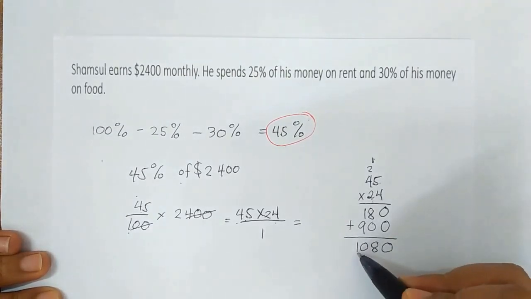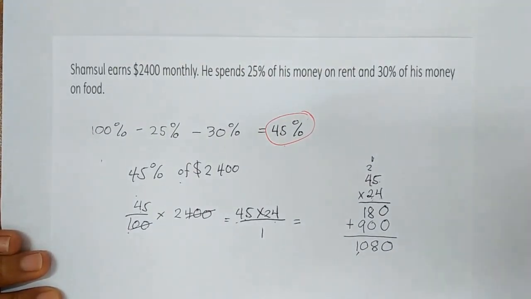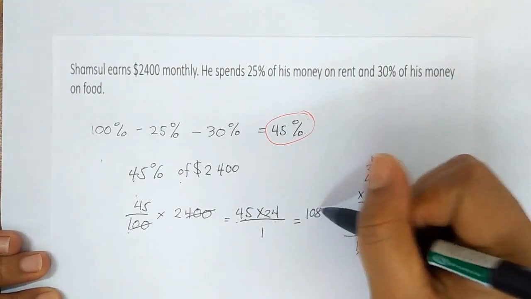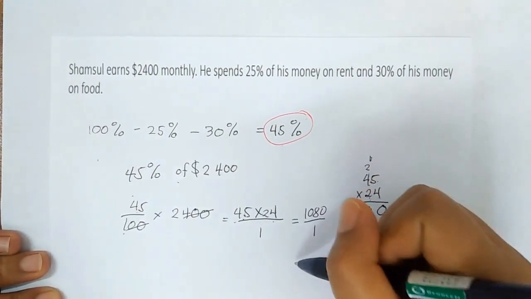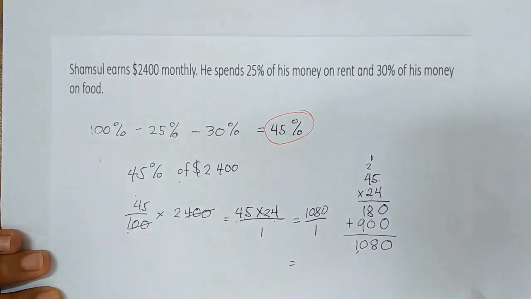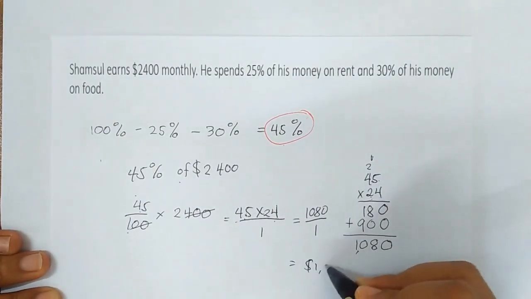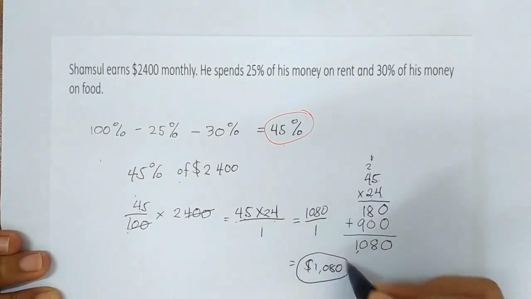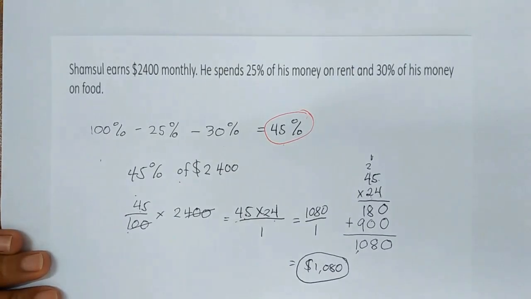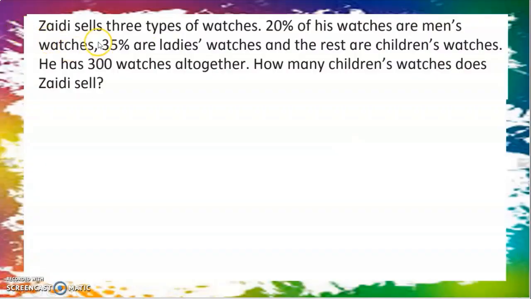So we have 1080. 1080 over 1 is simply $1,080. So the amount of money left is $1,080. Another example, Zaidi sells 3 types of watches.